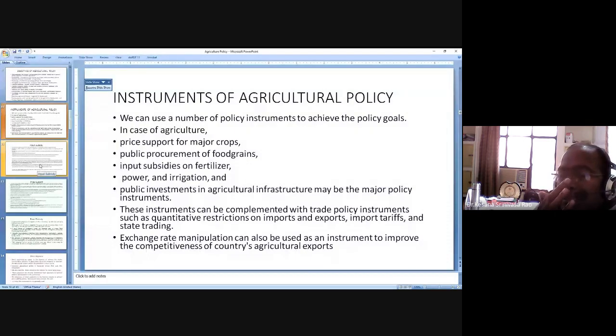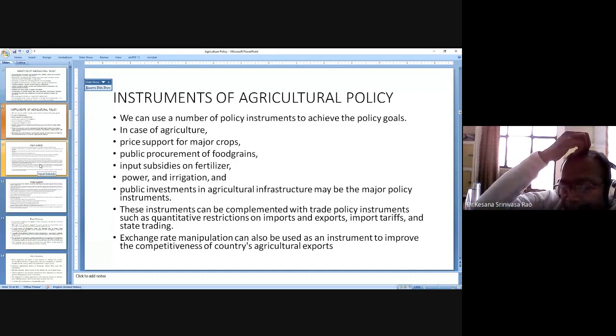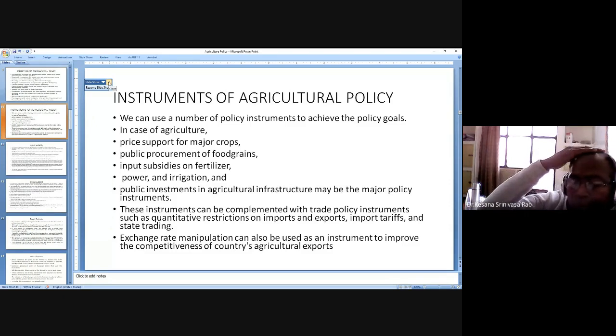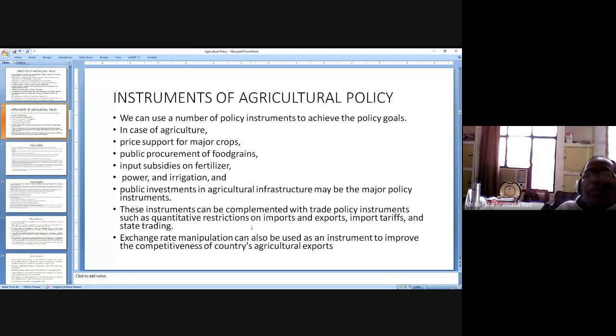Then what are the instruments of the agricultural policy? To achieve the objectives which we have discussed in the agriculture policy, these instruments are very important. What are those instruments which can be useful to achieve the objectives? That is what we can see here. The price support for major crops, public procurement of food grains, input subsidies on fertilizer, power and irrigation, and public investments in agriculture infrastructure may be the major policy instruments.